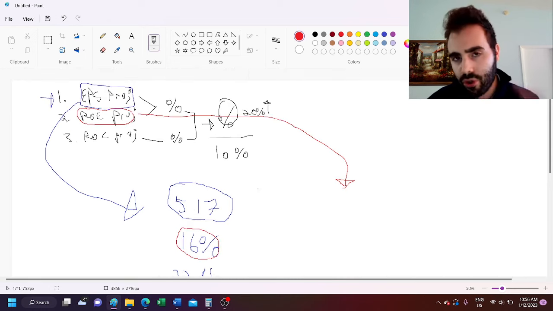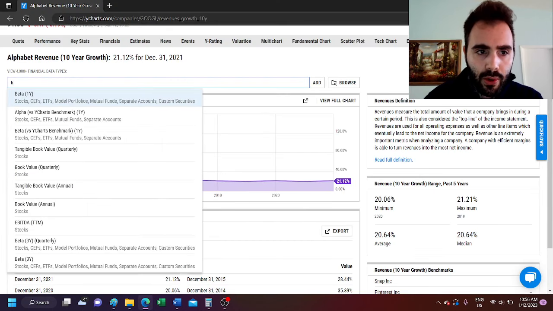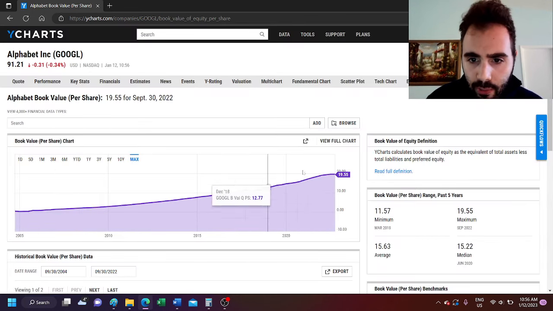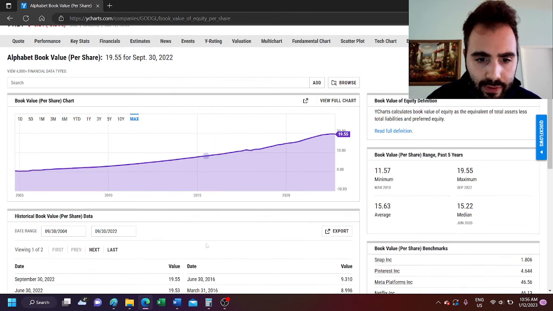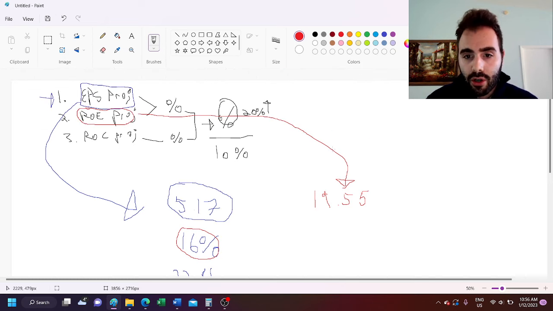So I'll show you what I mean. Let's go back to Y Charts. Let's figure out what Google's book value per share was. So book value per share of Google, and we can see that it's $19.55. So let's go back to Paint. So Google's book value per share currently is $19.55. That's what its current book value is.